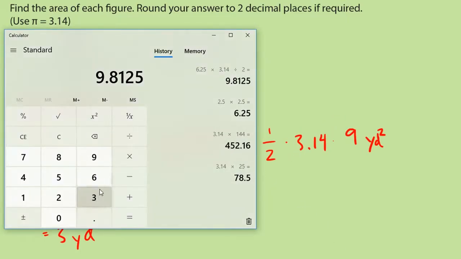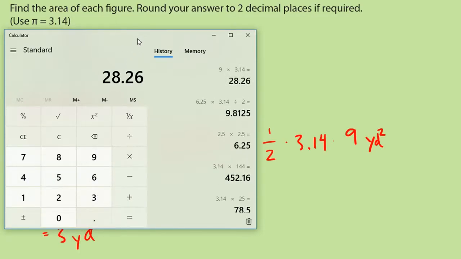We don't really use yards that much in Canada, unless you're a football player. But if you didn't know, a yard is, I believe, 3 feet.